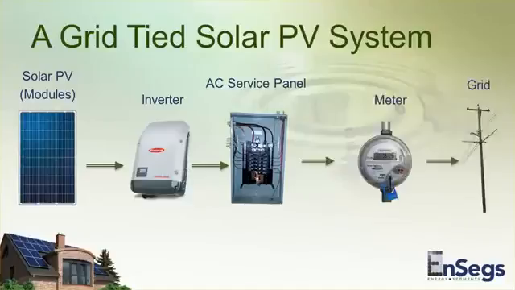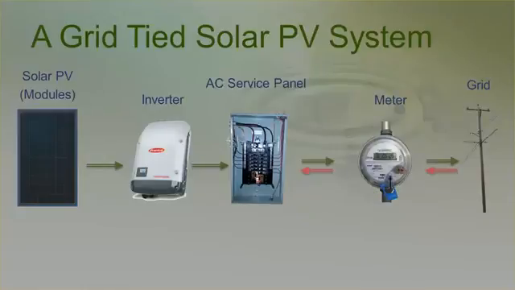Any extra energy that is not used flows to the meter, it's measured, and then it goes out to the grid, where it is used by your neighbors. In Alberta, you receive a credit for the power you send to the grid. If you pay 5 cents per kilowatt hour, then you will receive 5 cents for each kilowatt hour produced. At night, when your modules are not producing power, any electricity needed is pulled from the grid.